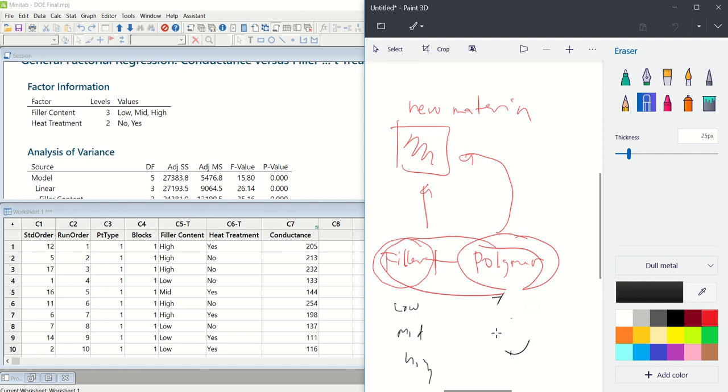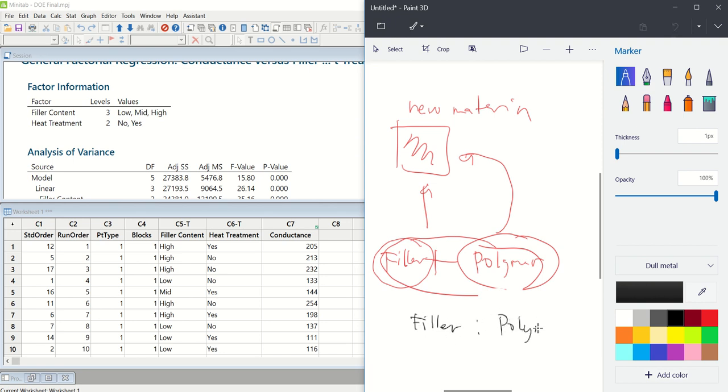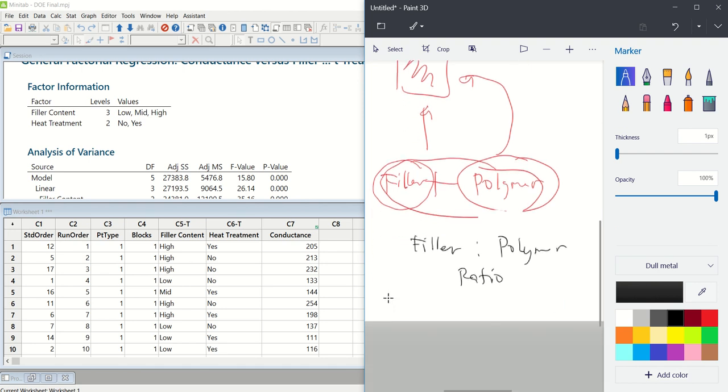So, what I did is, I based it on the concentration. So, it's gonna be the ratio of the filler to the polymer. Yun ang ginawa ko sa study ko. So, I used filler and polymer, so it's gonna be a ratio. So, sa study ko, I made 3 ratios. I have a low ratio, I have a mid ratio, we have a high ratio.